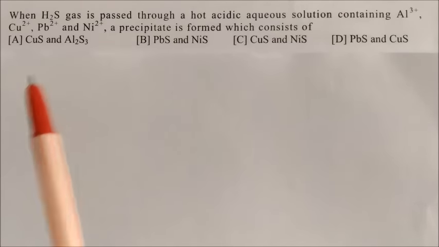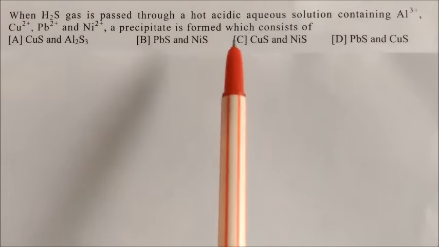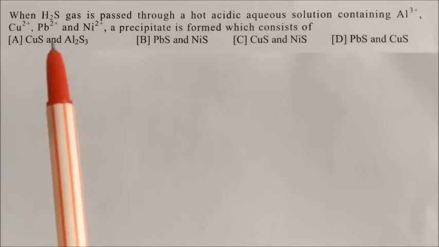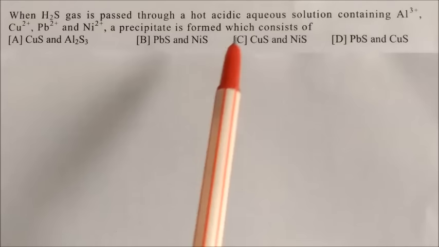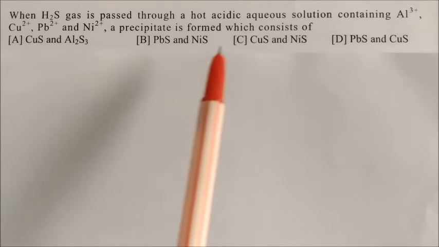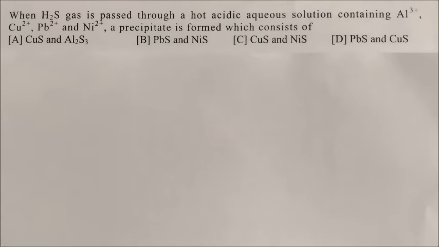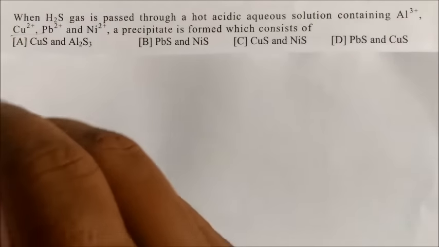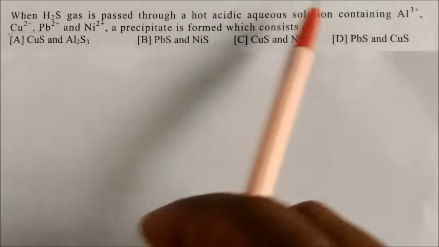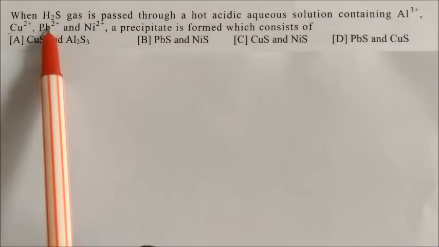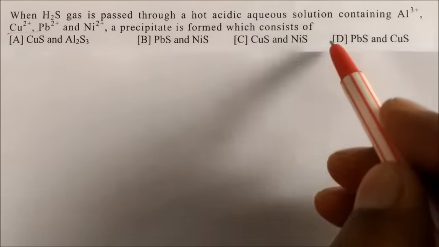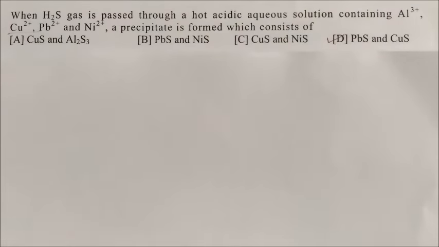When H2S gas is passed through a hot acidic aqueous solution containing Al3+, Cu2+, Pb2+, Ni2+, a precipitate is formed, which consists of. In these 4 ions, if you see carefully, copper and lead belong to group 2 ions, while aluminum and nickel belong to different group ions. So only these will precipitate, but other ions will not be precipitated. So our answer will be D, lead sulfide and copper sulfide.